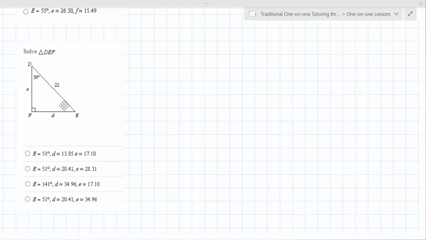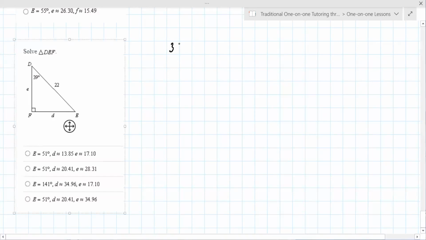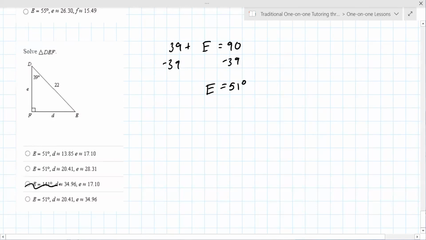So let's first find that missing angle E. 39 plus E, the other angle there, has to equal 90. Subtract 39 from both sides. So E is 51 degrees, and that gets rid of that answer right there.